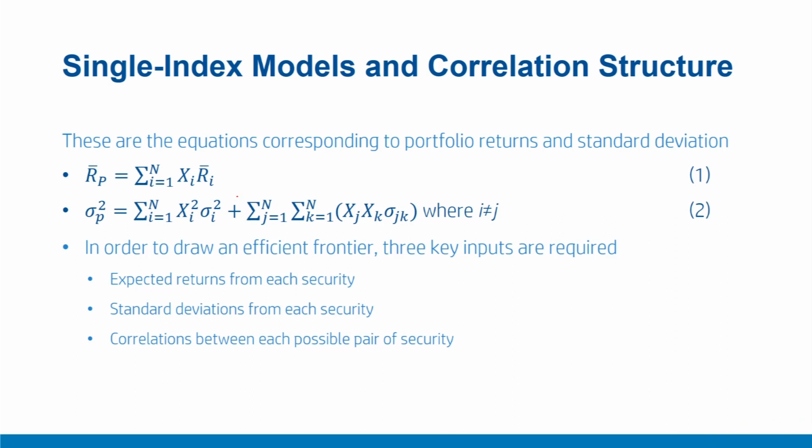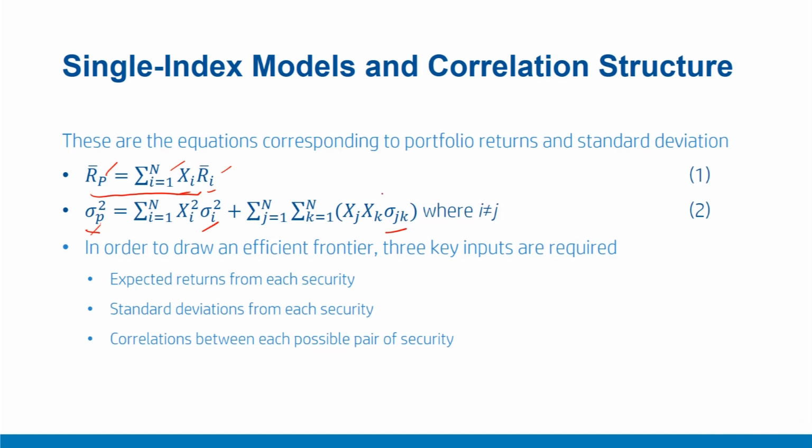These are the equations corresponding to portfolio returns, which is this one. Portfolio returns R_P bar equal to sigma x_i R_i bar, and standard deviation. These notations are familiar to us. Sigma_p squared is equal to summation x_i squared sigma_i squared plus summation x_j x_k sigma_jk. Here R_P bar is the expected return on portfolio, x_i is the weights, R_i bar is the individual security expected returns, sigma_p squared is the variance of portfolio, sigma_i squared is the variance of individual securities, and sigma_jk is the covariance between security j and k.